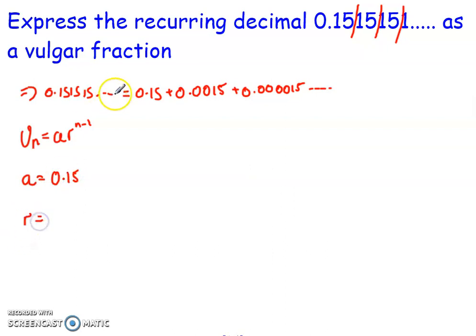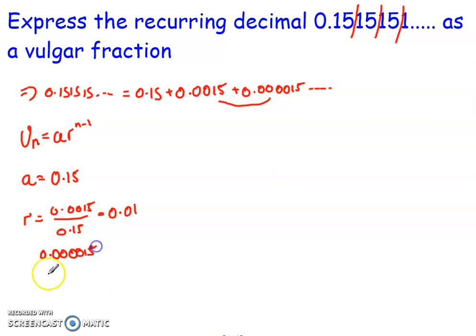What I'd do for my r is look at the ratio of consecutive terms. So for my r, I could do 0.0015 over 0.15. Figure out what that is. The ratio of this consecutive pair of terms here would be 0.01. If I looked at any other 2 terms as well, I'd find the same thing. So if I looked at the ratio of these 2 terms here and did 0.000015 over 0.0015, I'd also get 0.01. So I can look at that and say, right, I'm just adding that on every single time.